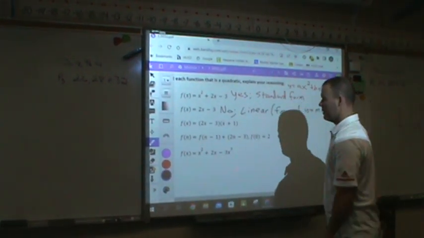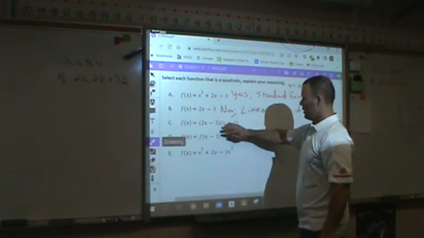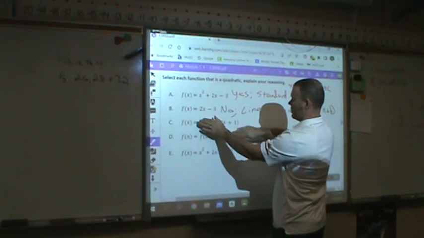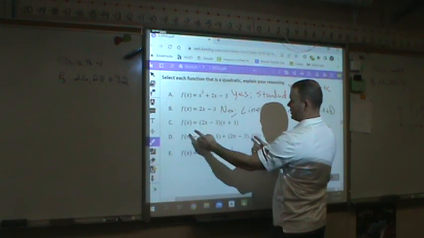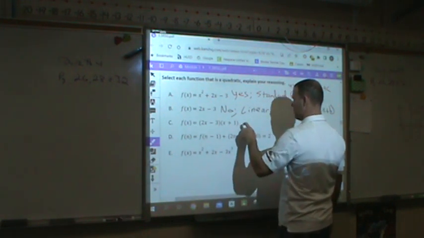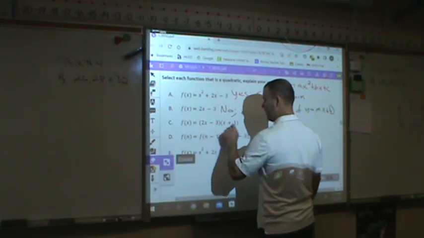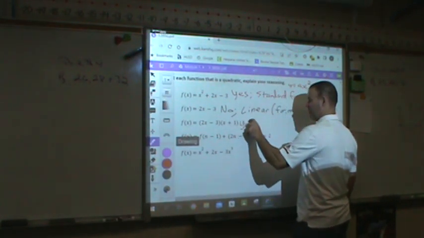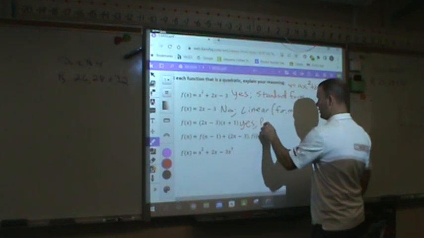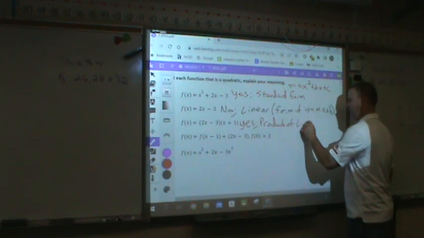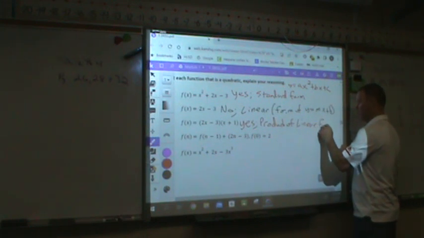The next one, if you look at this, you notice this is linear, mx plus b, just like the previous one. If you look at x plus 1, that is linear. What are we doing with those two linear functions? We are multiplying these two linear functions together. So the answer for this is yes, it is a product of linear functions.